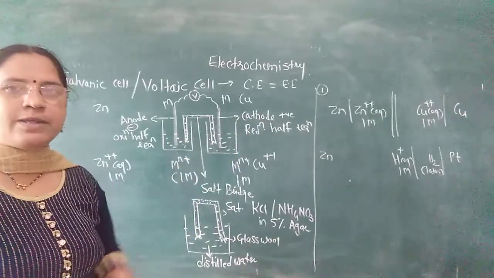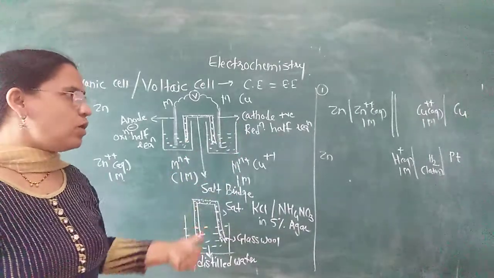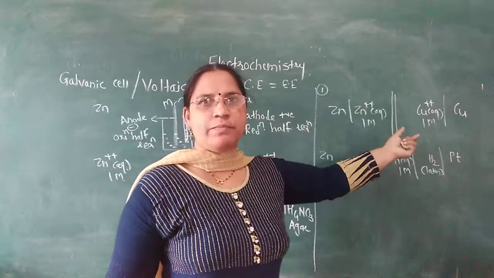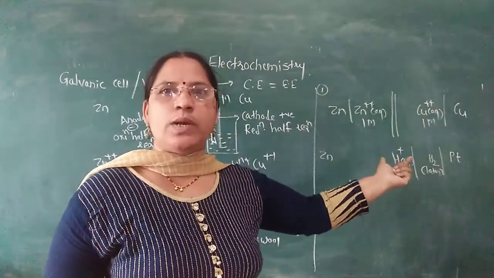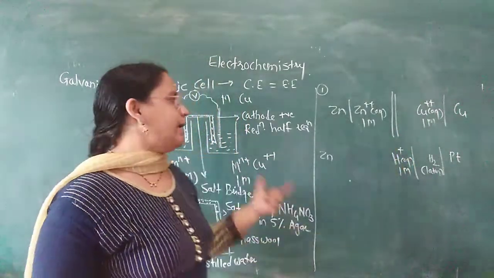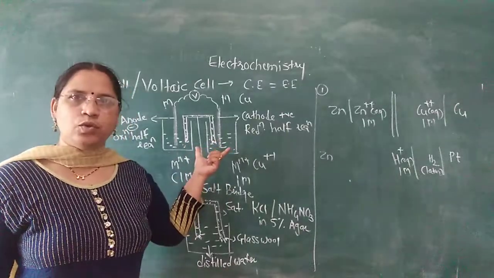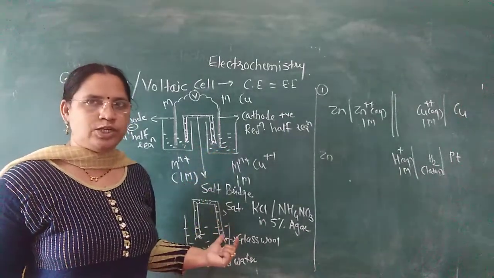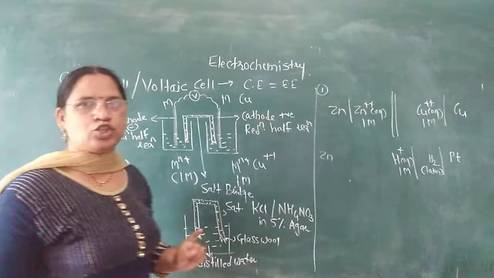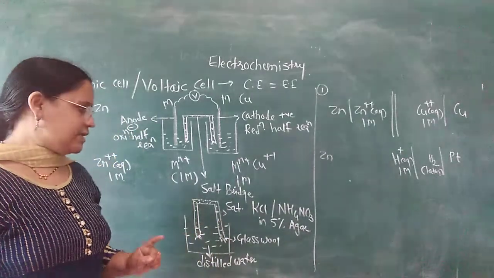Now see again the representation of salt bridge. This salt bridge is indicated in convention by the double vertical line. So what is the double vertical line? It indicates the indirect contact between the two half cells by a salt bridge. So this is the construction and short notation for the galvanic cell.